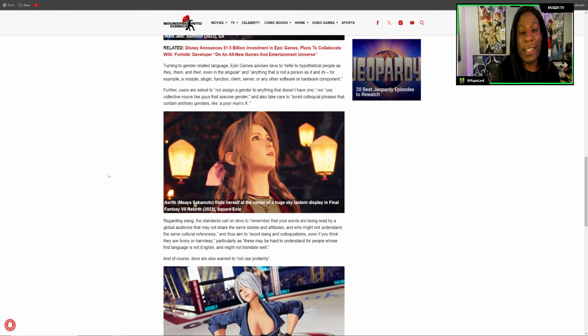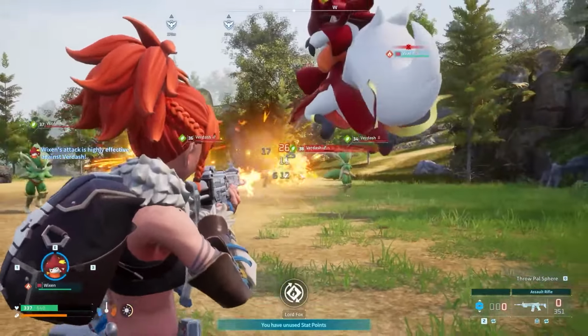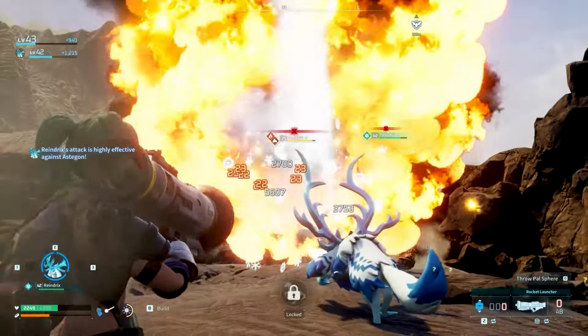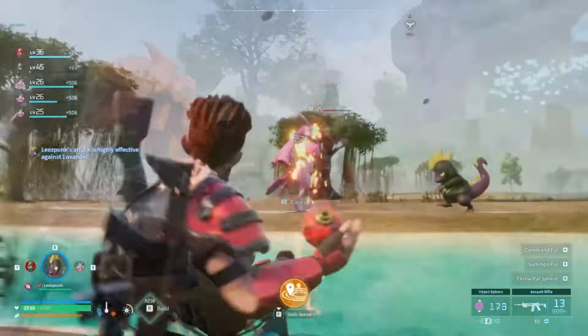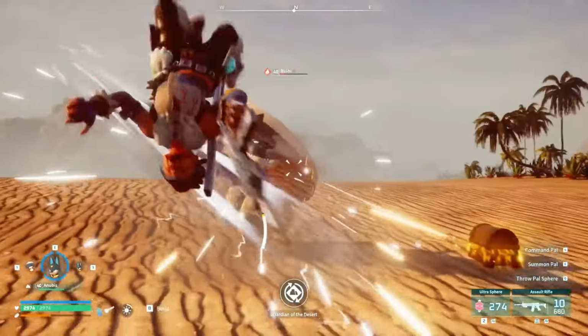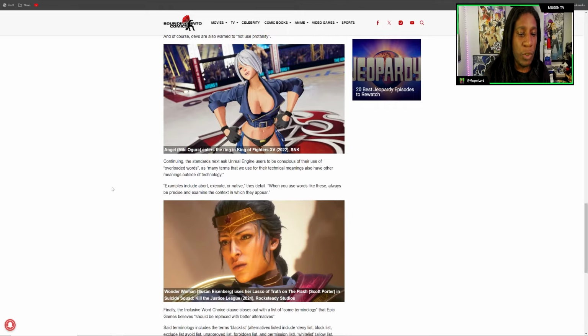Further, users are asked not to assign a gender to anything that doesn't have one, nor use collective nouns like guys that assume gender, and also take care to avoid colloquial phrases that contain arbitrary genders like a poor man's ex. Regarding slang, the standard calls on devs to remember that your words are being read by a global audience that may not share the same idioms and attitudes, who might not understand the same cultural references. Thus, aim to avoid slang and colloquialisms, even if you think they are funny or harmless, particularly as these may be hard to understand for those whose first language is not English and might not translate well. And of course, devs are also warned to not use profanity.